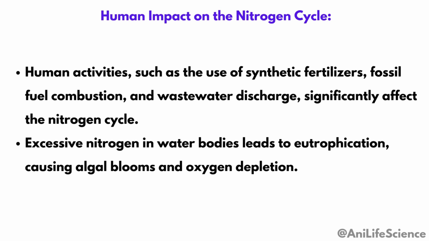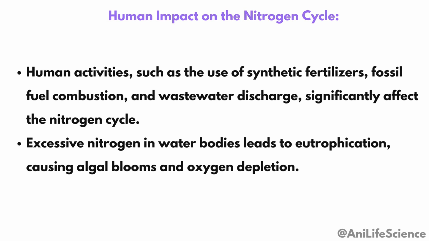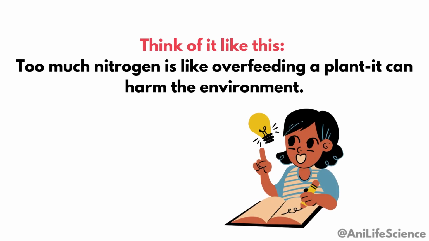Why is this a problem? Too much nitrogen in water causes algae to grow too fast, using up oxygen and killing fish. This is called eutrophication. Think of it like this: too much nitrogen is like overfeeding a plant, it can harm the environment.